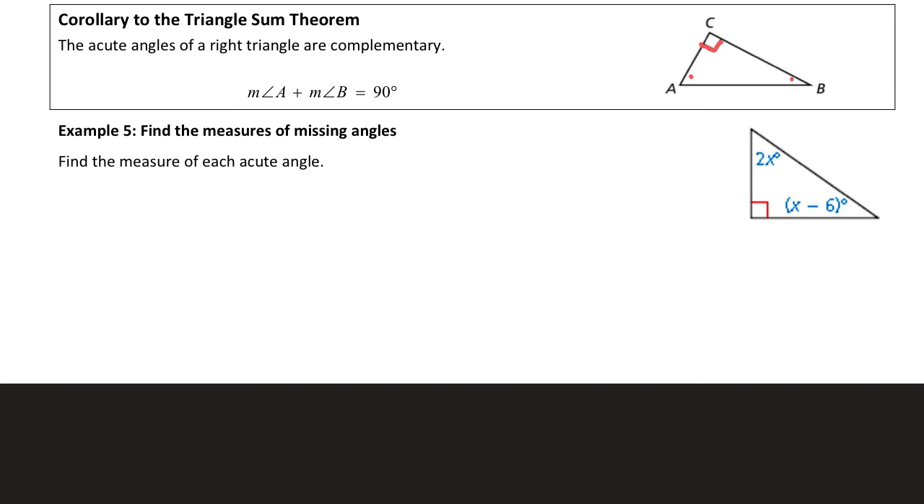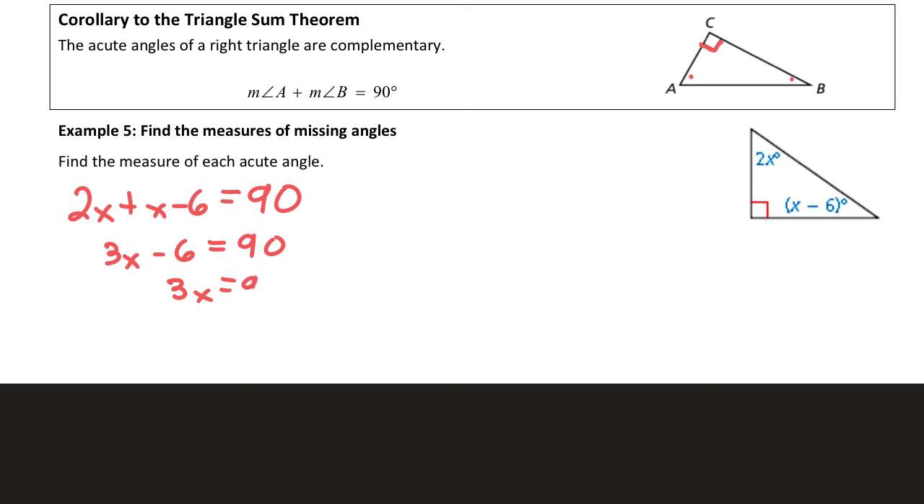I know that these two acute angles, 2x and x minus 6, add to equal 90. Now I could do 2x plus x minus 6 plus 90 equals 180. This is just a shortcut to that. So to solve this, this would be 3x minus 6 equals 90. 3x equals 96. X equals 32. My job isn't done though, because I have to find the measures of both angles.